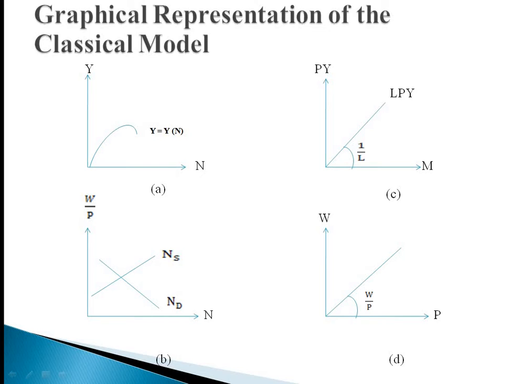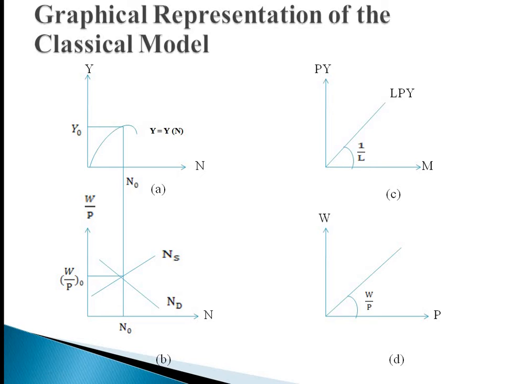From this intersection, we can determine the equilibrium level of employment, that is level N0, as we can see over here. And we can also determine the equilibrium level of real wage rate, W by P0. Now, from this level of employment, we can also determine the level of output from part A, where again we take the level of employment to be N0 and the level of output as Y0, which can be read off from the production function diagram.